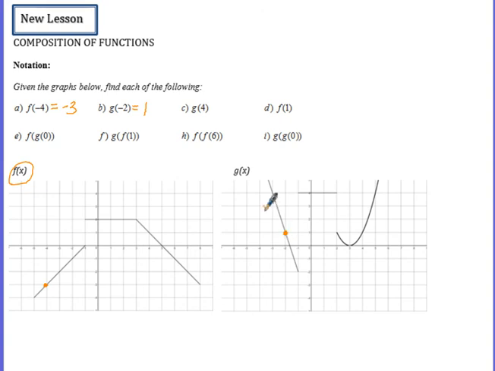Now, g of 4. G of 4, I input 1, 2, 3, 4 into the g function, and I go find where it lives. It lives up here with a value of 1. So the y value, or the output value, is 1. And then finally, back on the f function, I go to +1. That lives up here at a y value of 2.